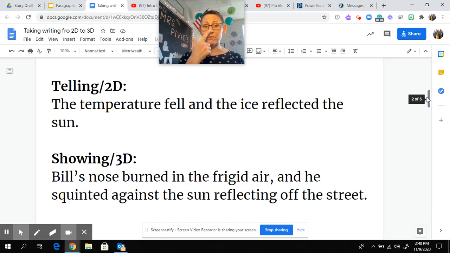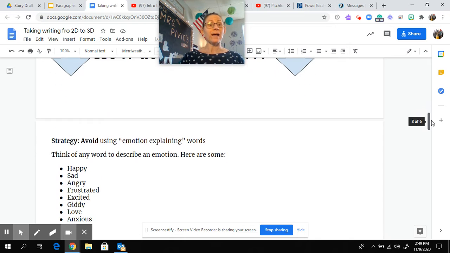versus three-dimensional. Bill's nose burned in the frigid air, and he squinted against the sun reflecting off the street. Now, if you've ever gone out on a sunny day after it has snowed, you know that sun will burn your retinas when it blinds you, but yet at the same exact time, you're super, super cold. So this description really puts us in the moment versus just tells us. Now, how do we do this?